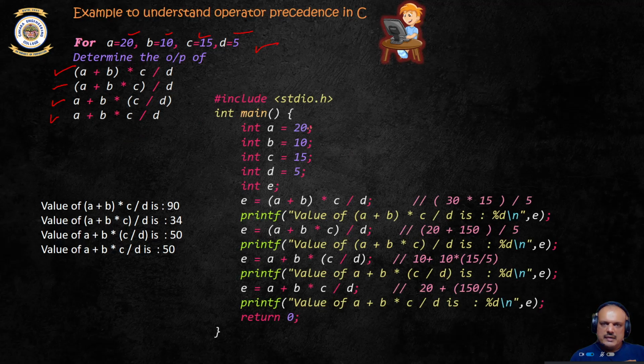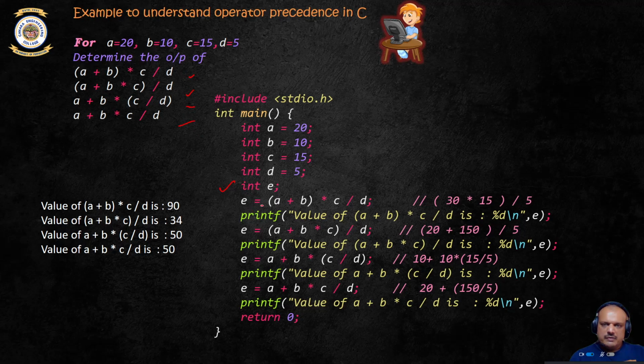In my main function, I have declared these four variables and initialized them to their respective values. You could have done this in one single line with a comma, but I want to keep it very distinct. It's a personal choice. Then I have declared another variable for the output, which is e, which I will be printing out after evaluating each of these equations.